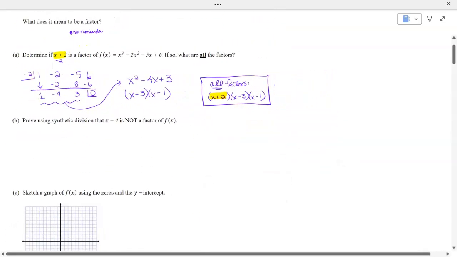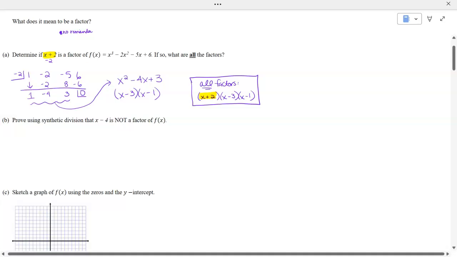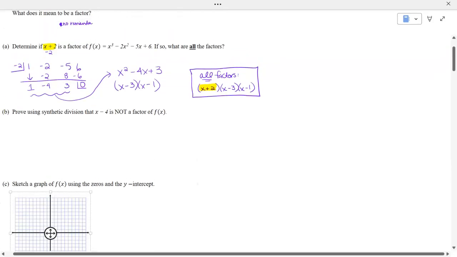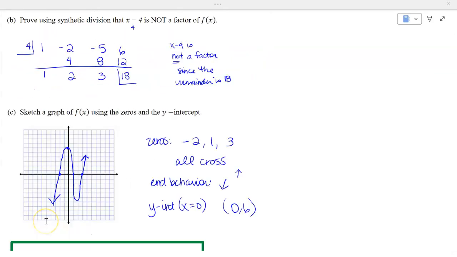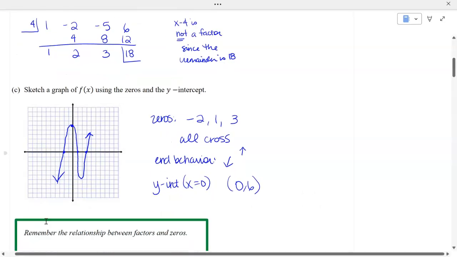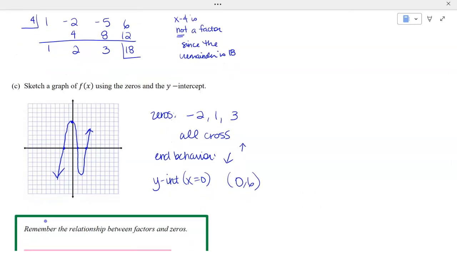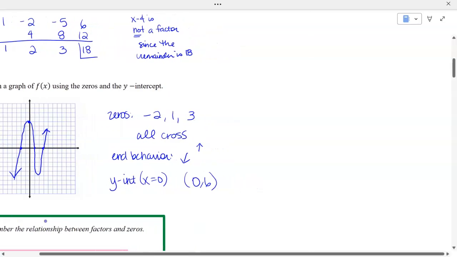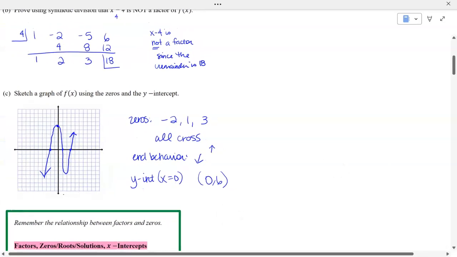So I want you now to work part B and find out why x minus 4 is not a factor, and then sketch a graph of the polynomial and check back here for your answer. Here you should have found, when you used synthetic division to divide 4 into your polynomial, a remainder of 18, which tells us that x minus 4 is not going to be a factor. Then I took the zeros that we already found at negative 2, 1, and 3, and found that they all cross because the multiplicity is 1 for each of those factors, and used my end behavior and y-intercept to graph that function.